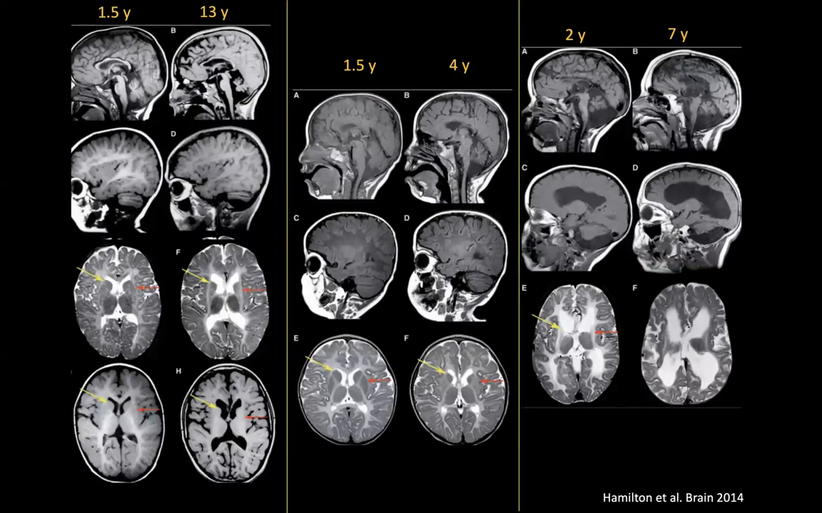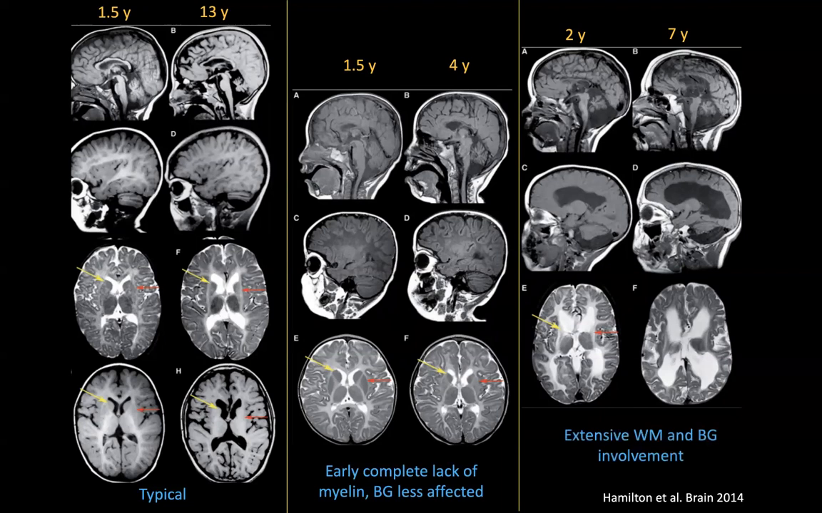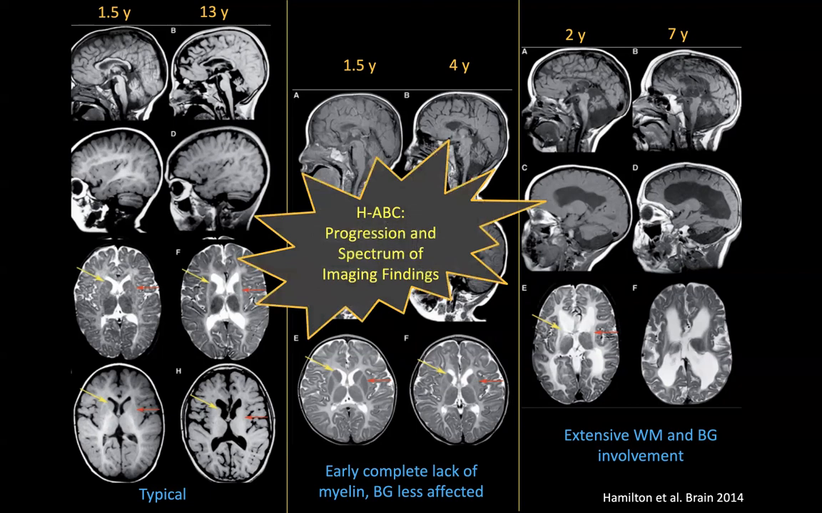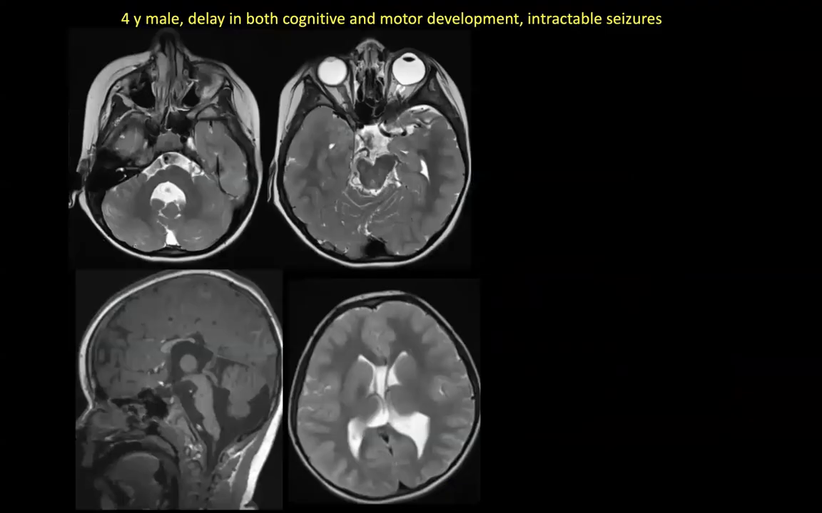We learned also afterwards that there is a spectrum from the typical appearances I just described, from cases of H-ABC without basal ganglia affected, at least at the beginning, or some of them where periventricular leukomalacia is the main finding. So remember, there is variability between the genotype, which is the same, and the phenotypical expression. But remember, this constellation of findings is very typical.